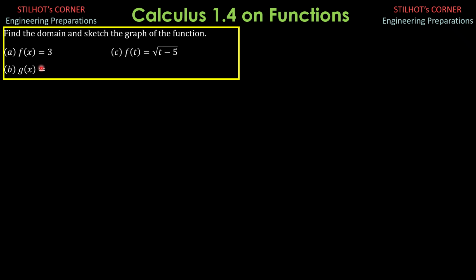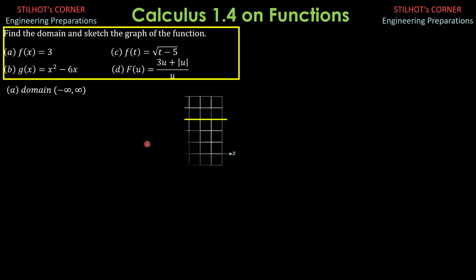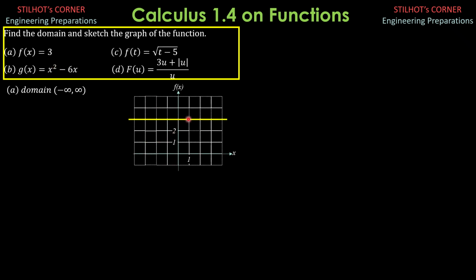There are four here. So the first one is f of x equals 3. So it is a constant function, 3. So we can set any value of x. So therefore, for part A, the domain is the set R, or from negative infinity to positive infinity. And the graph is simply 3 units above the x-axis as shown in the figure. So this is the graph of f of x equals 3.